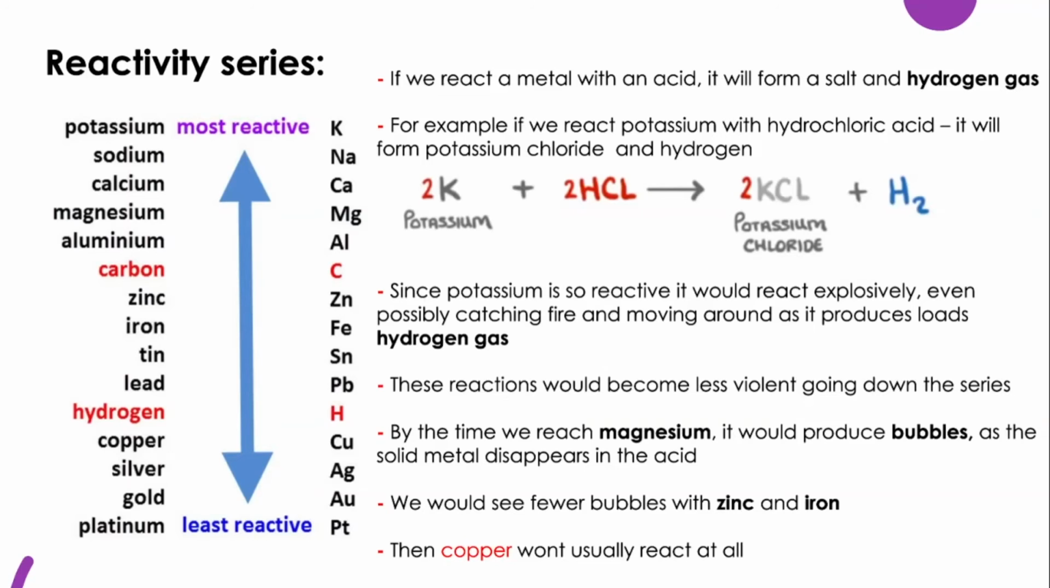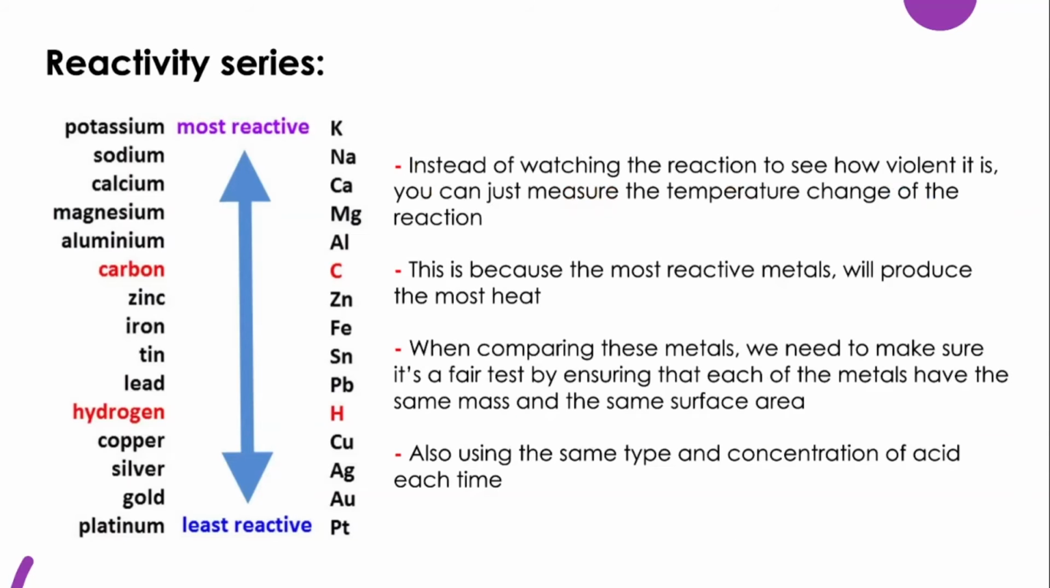By the time we reach magnesium, it will produce bubbles as the solid metal disappears in the acid. We would see fewer bubbles with zinc and iron. Then copper won't usually react at all. Instead of watching the reaction to see how violent it is, we can just measure the temperature change in the reaction. This is because the most reactive metals will produce the most heat.